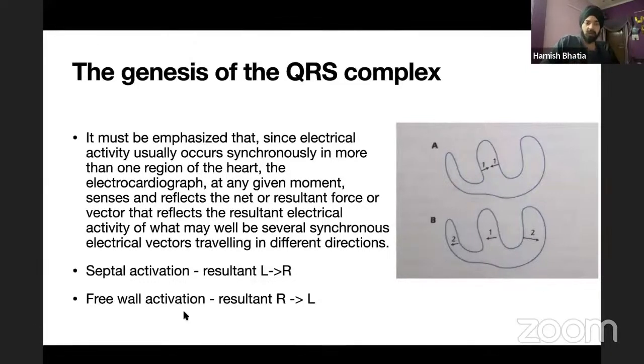So all in all, the septal, and it must be emphasized that since electrical activity usually occurs synchronously in more than one region of the heart, the ECG at any given moment senses and reflects the net or resultant force or vector that reflects the resultant electrical activity of what may be several synchronous electrical vectors traveling in different directions.